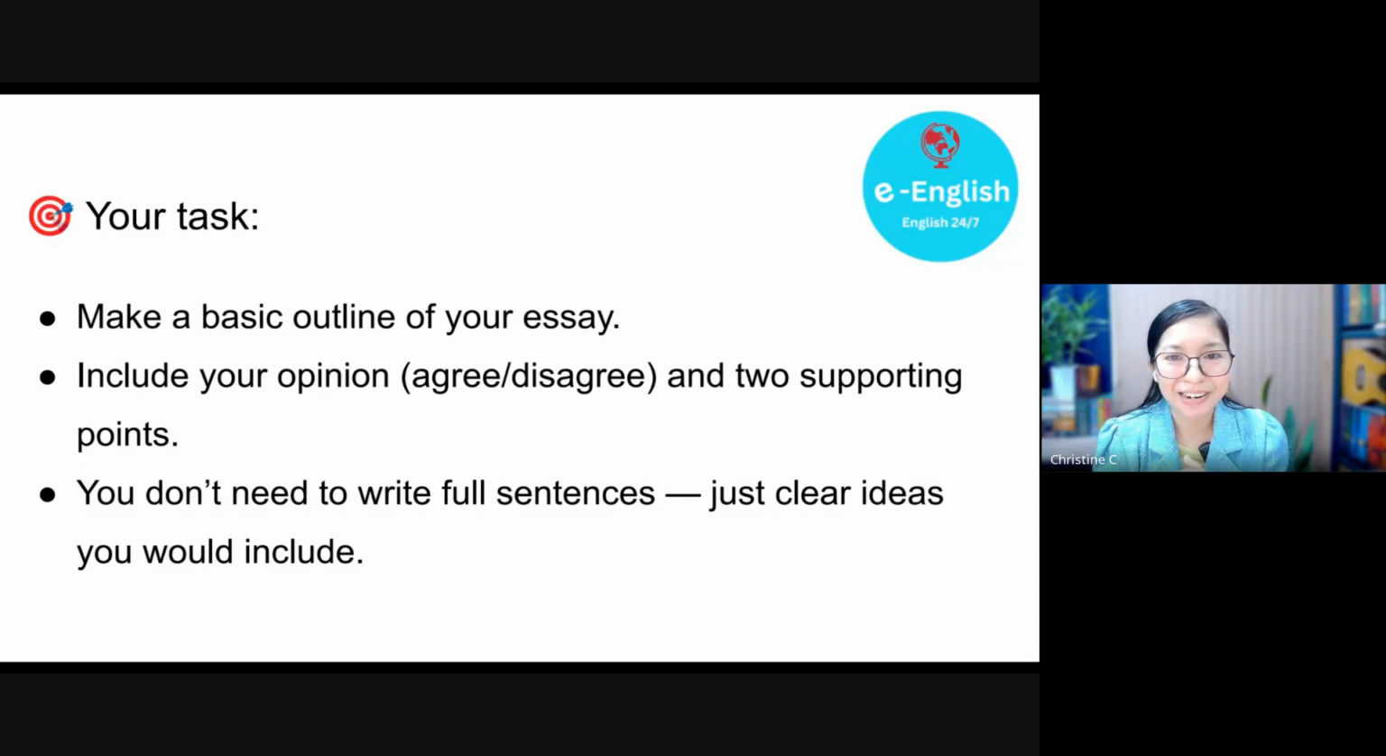All right, so anybody, you can unmute yourself and share your ideas, or you can type it in the chat. The question is, how would you plan to outline your ideas before writing the essay?